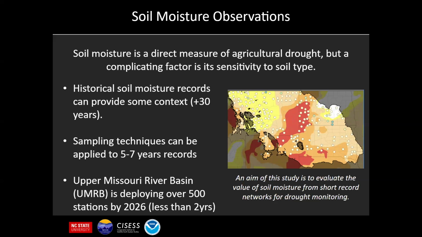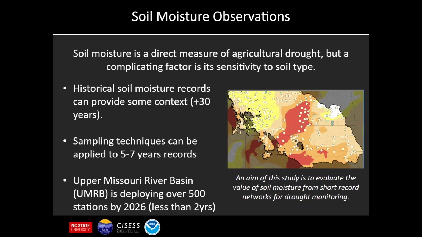When you start trying to use the data, you really have to put the soil moisture observations into some sort of context. Typically, this is done using a historical record, like 30 years of data. If you use some really interesting, cool statistical sampling techniques, you can estimate the 50th percentile with 5 to 7 years of data. But the Upper Missouri River Basin is unique in the fact that it's deploying right now, and we're trying to use the data right now to help understand what's going on across the Upper Missouri River Basin.